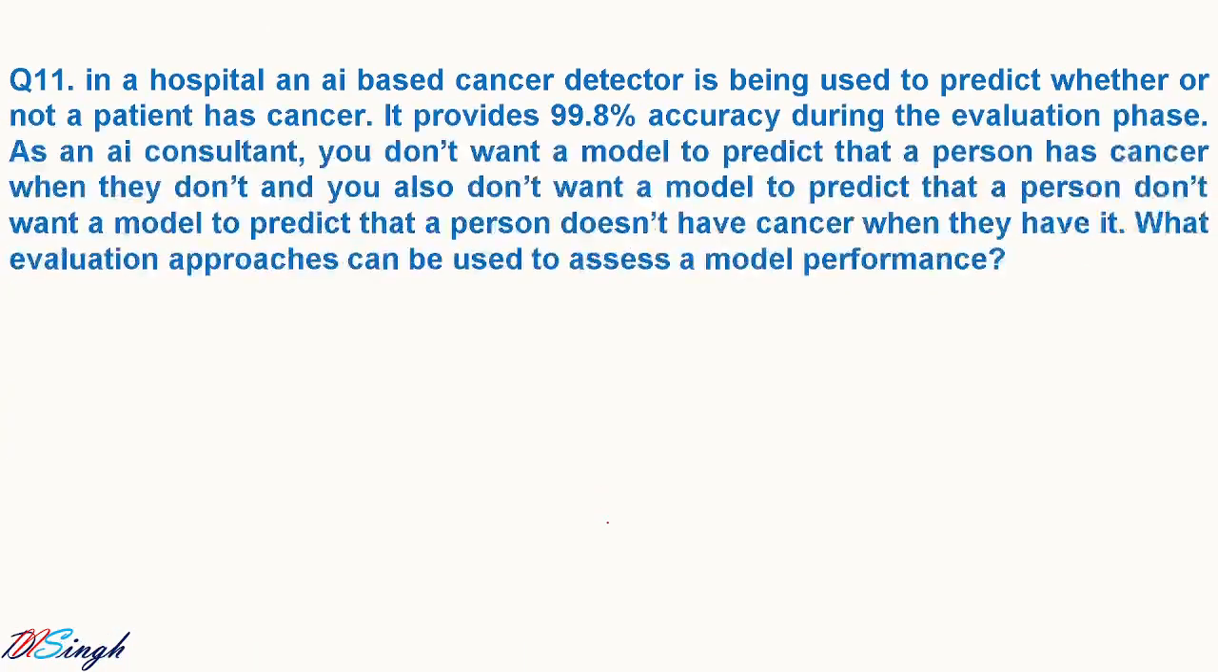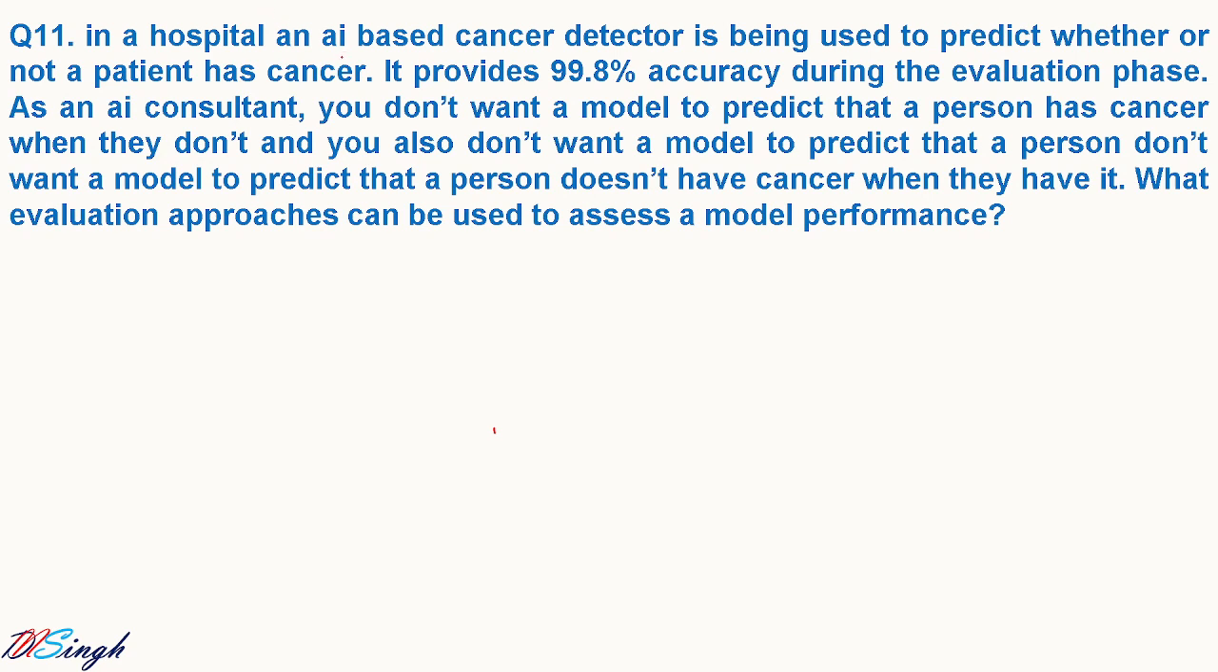Let us go for the next question. In a hospital, an AI based cancer detector is used to predict whether or not a patient has cancer. So they have created an AI model by looking at the symptoms and other parameters. Your AI model is saying whether that patient is having cancer or not. It provides 99.8% accuracy during the evaluation phase.